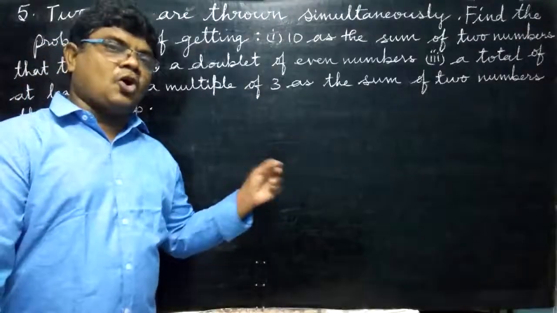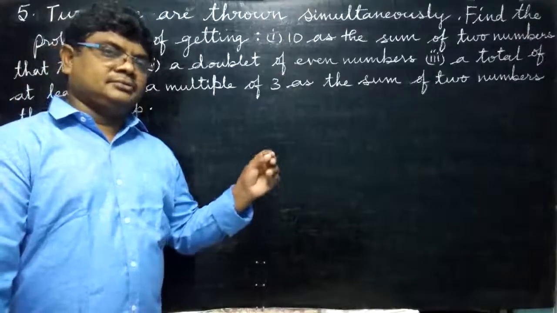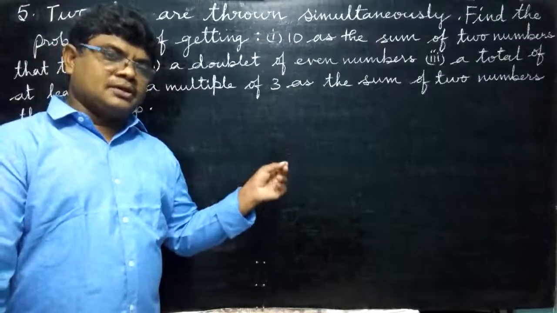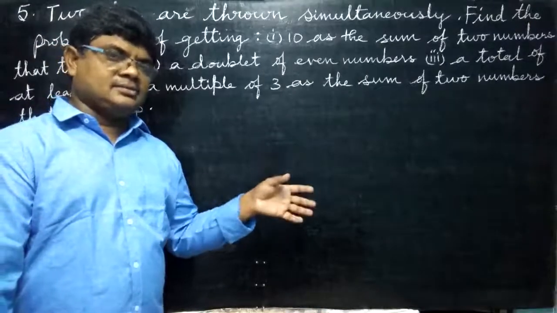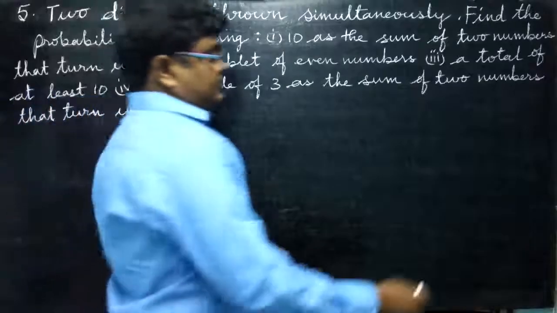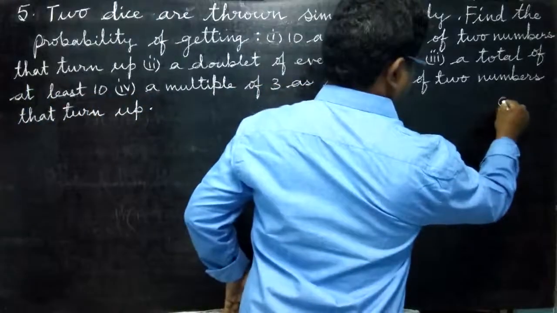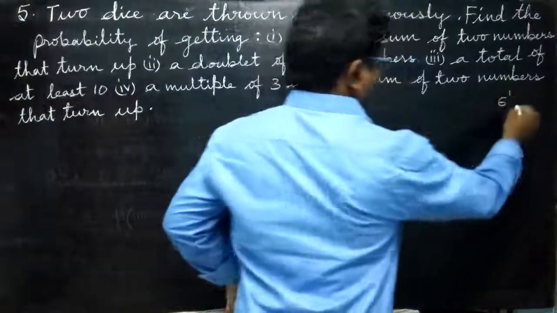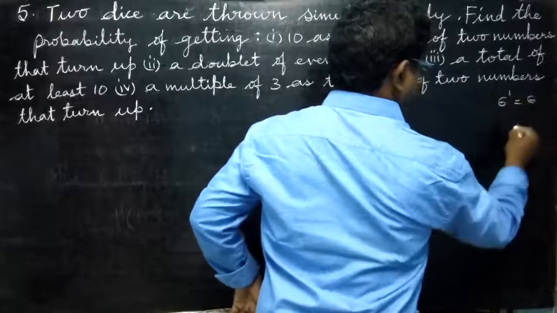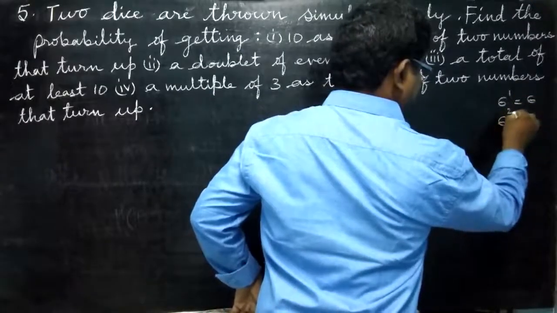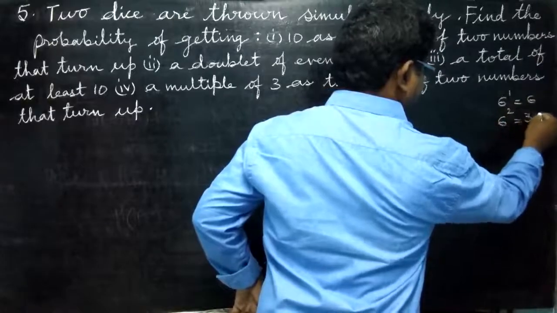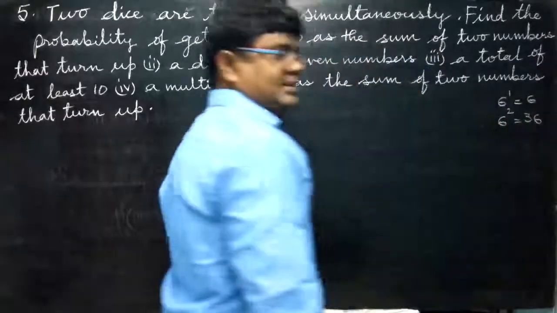Yesterday we learned about coins. If it is one coin, how many ways? Two coins, how many ways? Three coins, how many ways? Today I am going to teach you if it is die. One die means 6 to the power of 1 is 6. If two dice, 6 sixes are 36. 6 square means 36. 36 ways.